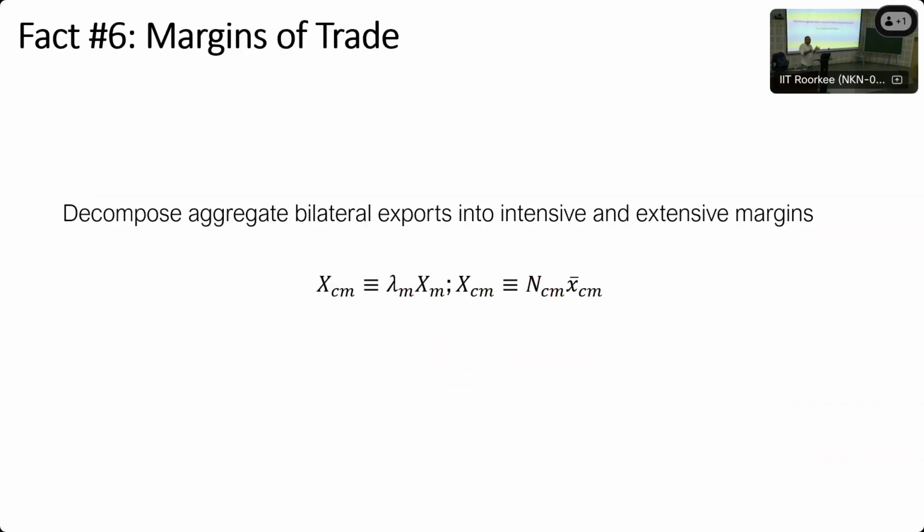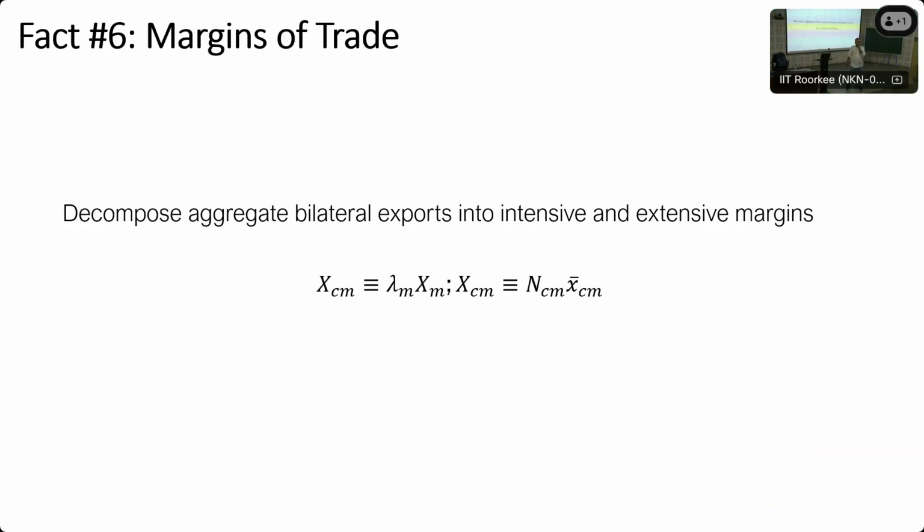There are margins of trade. We call it intensive and extensive margins. This is the intensive margin and this is the extensive margin. What we mean by intensive and extensive: intensive is the volume of exports, and extensive is the number of exports. One is the volume, one is the number.